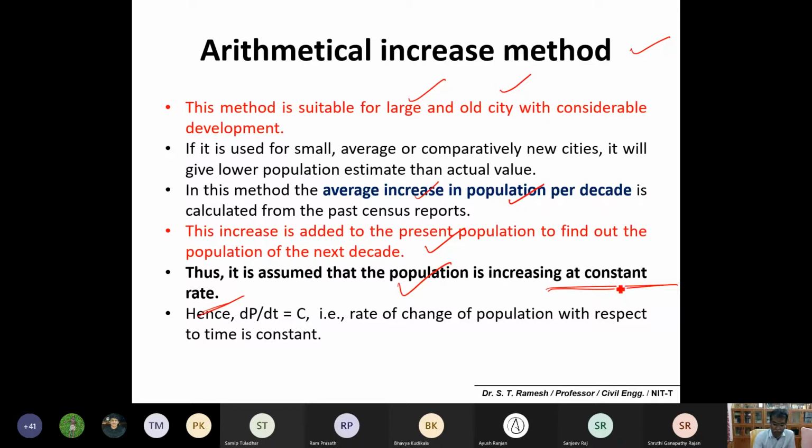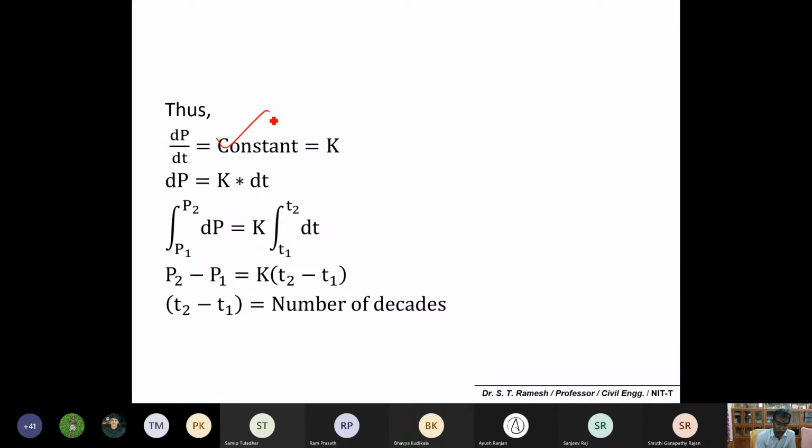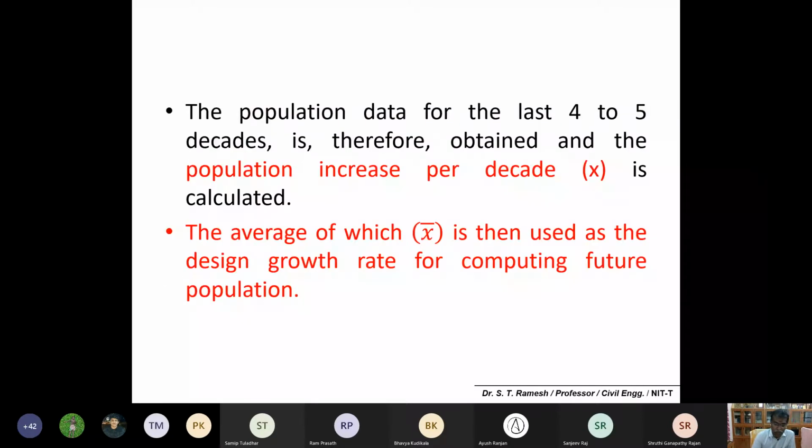This is for older cities, and the assumption is that the increase in population is at a constant rate, dP by dt is equal to constant. Simply go for integration, and thereby you may get equations like this. If you want to find out the population for the next decade, with respect to the previous decades you find the average. That is, the population increase per decade is calculated, then find the value of x bar. You may understand that better with some numerical solutions later in this lecture.